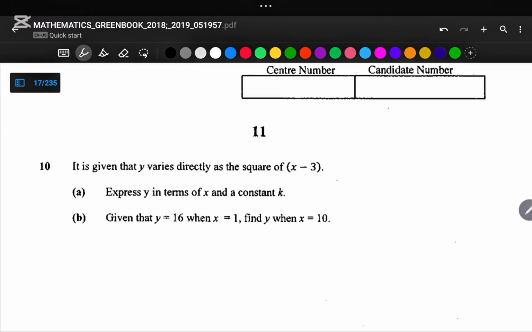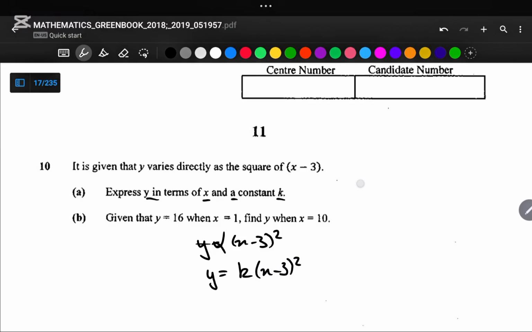The question says it is given that y varies directly as the square of x minus 3. We are required to express y in terms of x and a constant k. Given that y varies directly with the square of x minus 3, so it is x minus 3 squared. For us to remove this proportionality sign, we introduce a constant and an equal sign. Therefore y is equal to k(x minus 3) squared.